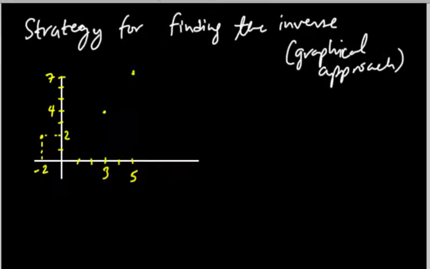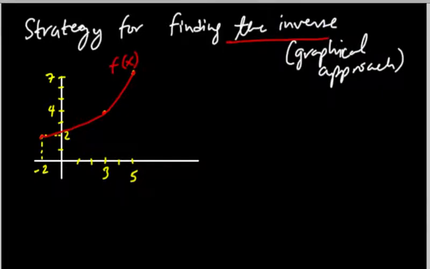Maybe if I use different colors, that would help. So I got one there, one there, and one there. Let's say I had a function and I just connected these three dots, and this is my f of x. Now the question is, how do I graphically find the inverse?